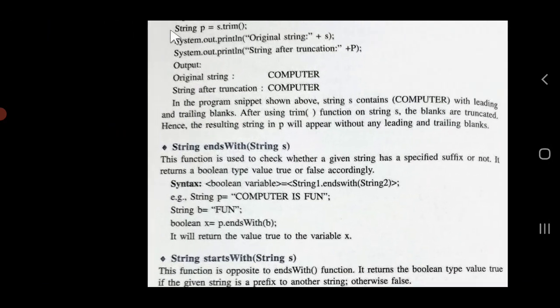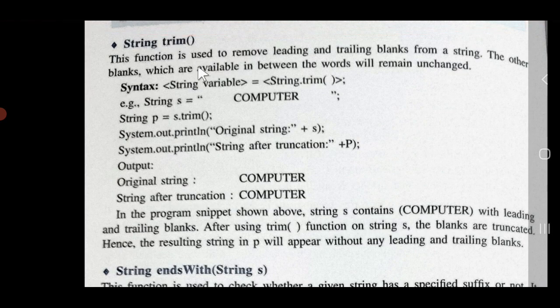After that, students, we have some more functions. One is trim. The trim function simply removes the leading and trailing blank spaces from a string. So string variable equal to string dot trim. Here the return type is string. You can see one string s equal to double quotes, with blanks given before and after the string. If I call the function trim upon this string s, that is s dot trim, then what will happen? The string computer will be stored in p without any spaces.